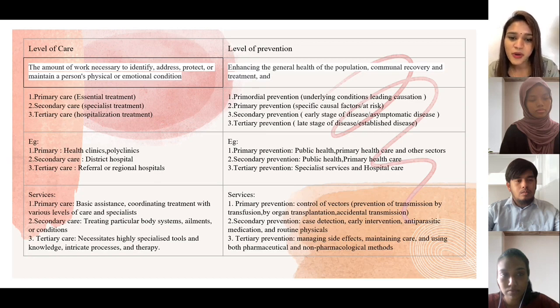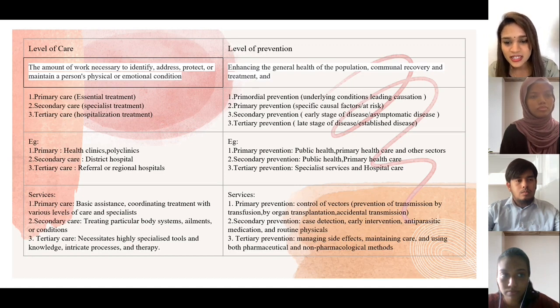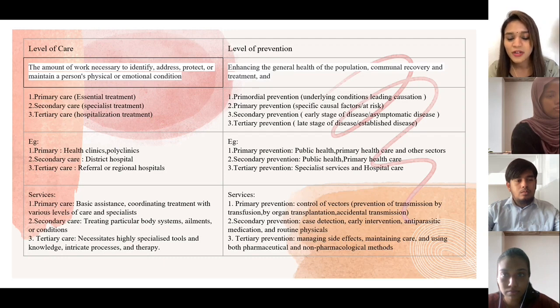What are the services provided in primary prevention? It's control of vectors, prevention of transmission by transfusion, by organ transplantation, and accidental transmission. For secondary prevention, it's case detection, early intervention, anti-parasitic eradication, and routine physicals. For tertiary prevention, it's managing side effects, maintaining care, and using both pharmaceutical and non-pharmacological methods.